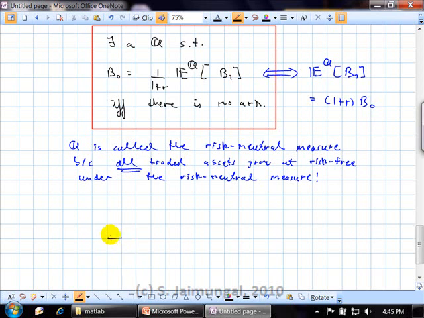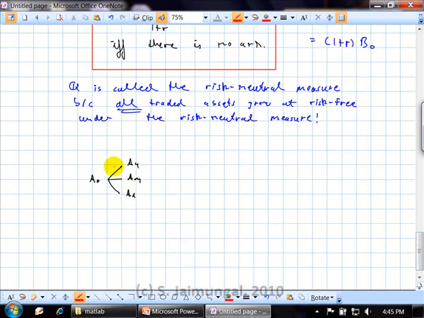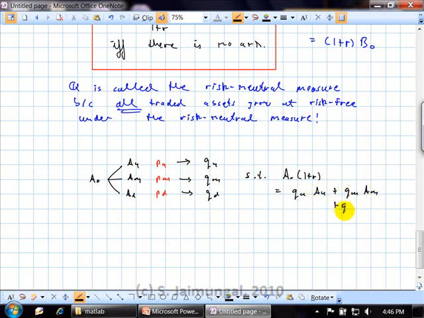Suppose I had assets that took on three values, right? AU, AM, and AD. And I gave some probabilities for those branches. Let's call them PU, PM, and PD. What this theorem is telling us in its general setting is that I must be able to find some new probabilities, Q, such that A0 times 1 plus R has to be equal to QU times AU plus QM times AM plus QD times AD. And if I can't find Qs that do that, then that economy admits an arbitrage.